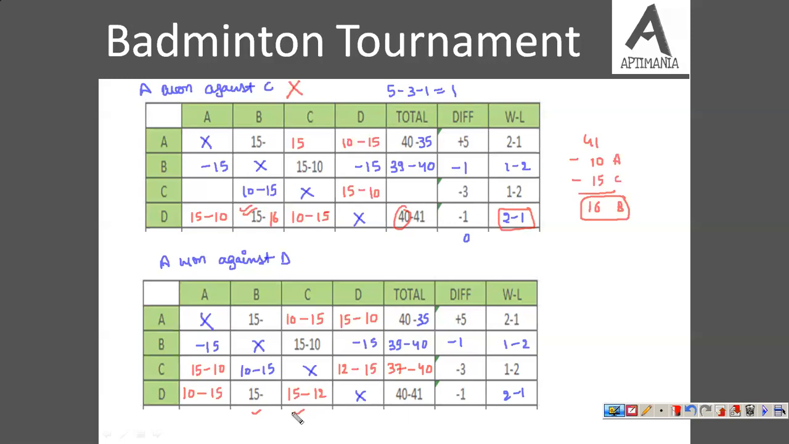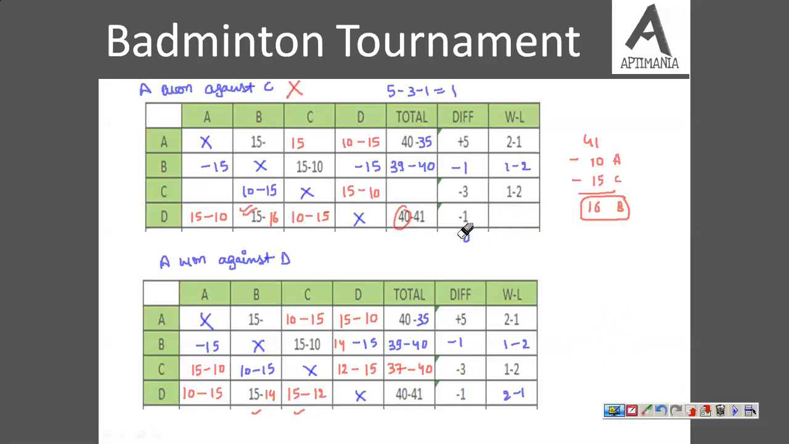Now the total points scored against D was 41. 41 में से A has scored 15, C has scored 12, so total 27 gone, so remaining is 14. So this remaining 14 must be scored by B. ये B ने score किया होगा, so it must be 15, 14 और यहाँ पर हो जाएगा 14, 15. So in this way, we have completed this table. Now let us focus on the questions. हम question पे भी एक बार focus कर लेते हैं.